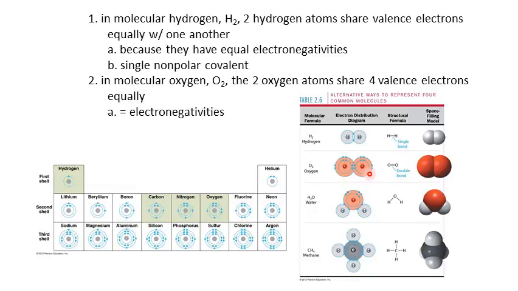So the 2 atoms have equal electronegativities. Once again, anytime you have equal electronegativities, because the atoms are of the same element, you're going to get a nonpolar covalent bond. Since you have a pair of electrons here that's being shared between the 2 oxygen atoms, and a pair of electrons here that's being shared, it's going to be a double nonpolar covalent bond. So this pair down here is one bond, and this pair up here is the second bond.